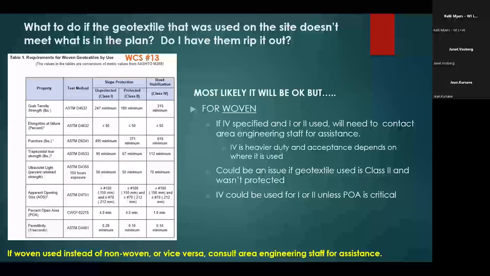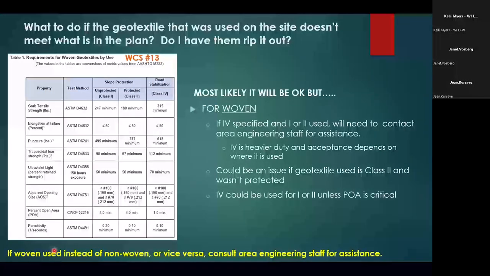Wovens, we're not going to see this a lot, but it's kind of the same thing. It most likely will be okay. Now, if a woven is used instead of a non-woven or vice versa, like if you specifically called for a woven and they put a non-woven in or vice versa, you really need to consult your engineering staff, because these can be so different between woven and non-woven. Again, it's kind of the same thing as the non-wovens if they're just switching up classes. You could probably substitute some of the classes in, but again, talk to your engineering staff about that.